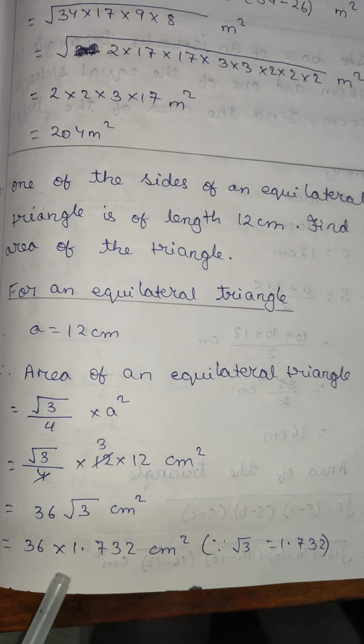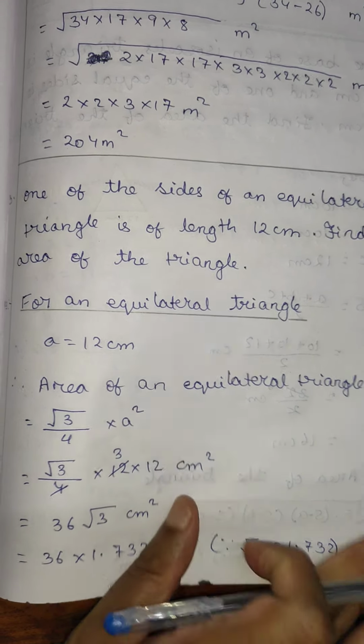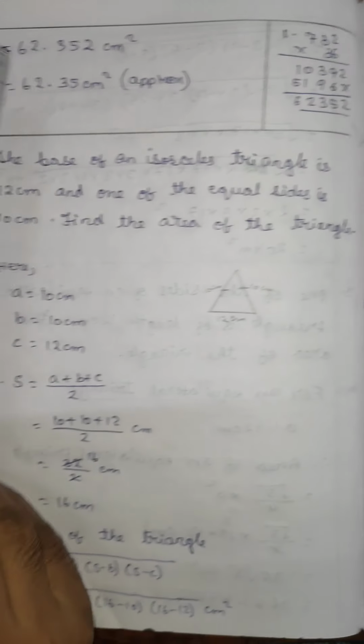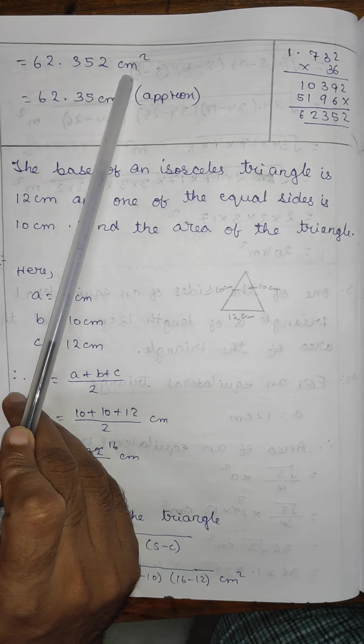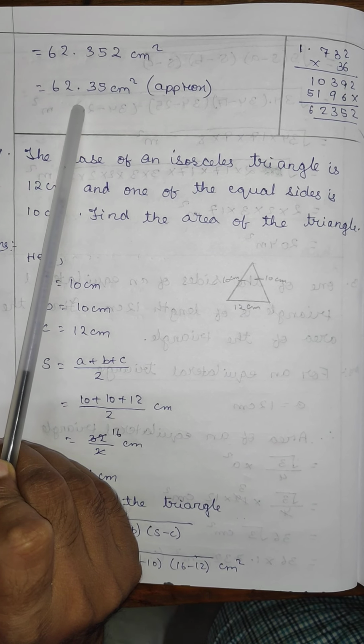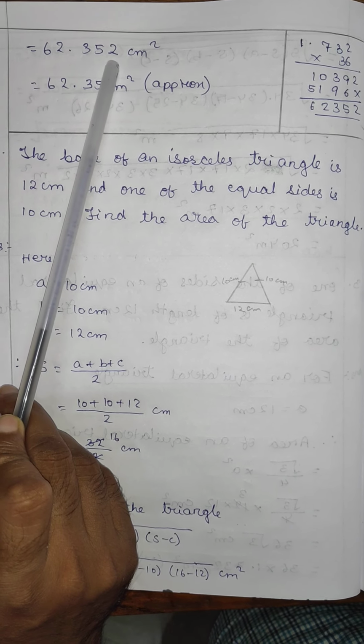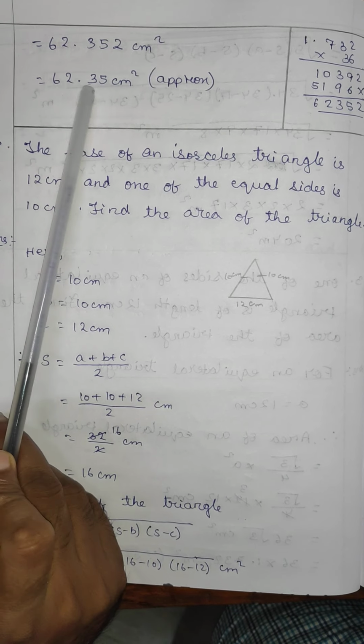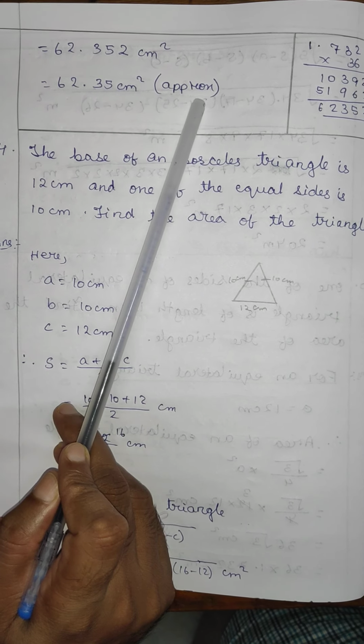Now root 3 value 1.732, multiply, result is coming 62.352. Now we are correcting to 2 decimal places. Since the third digit is below 5, just remove it. It will be 62.35 centimeter square approximately.